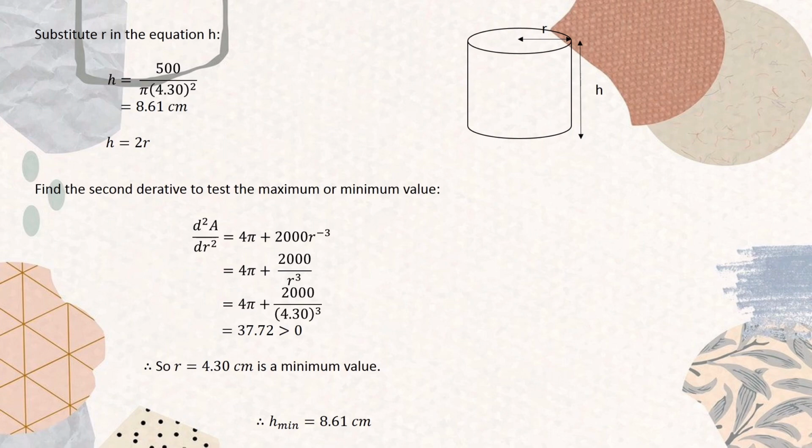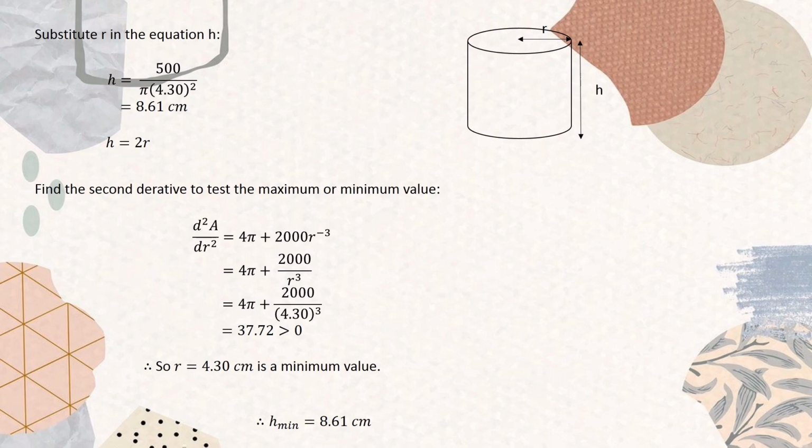Next, we need to substitute r in the equation for h. So it will be h equals to 500 over pi multiplied by 4.3 square. Then we will get 8.61 cm as the height. From this, we can say that h equals 2r, which means the height of the cylindrical can is 2 times the radius.